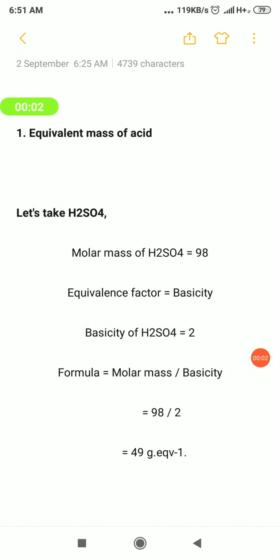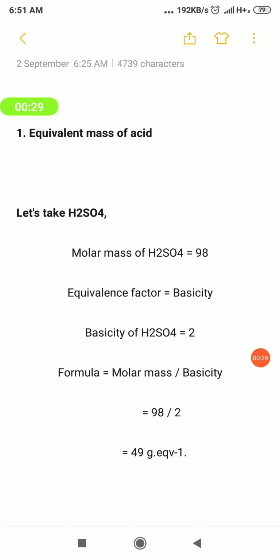Hello students. In the last video, we saw the gram equivalence concept. What is gram equivalence? What is equivalent mass? It is defined as the mass of an element or compound that combines with or displaces 1.008 gram of hydrogen, or 8 gram of oxygen, or 35.5 gram of chlorine. And the unit also we saw. The equivalent mass has no unit, whereas the gram equivalent mass has a unit of gram per equivalent.